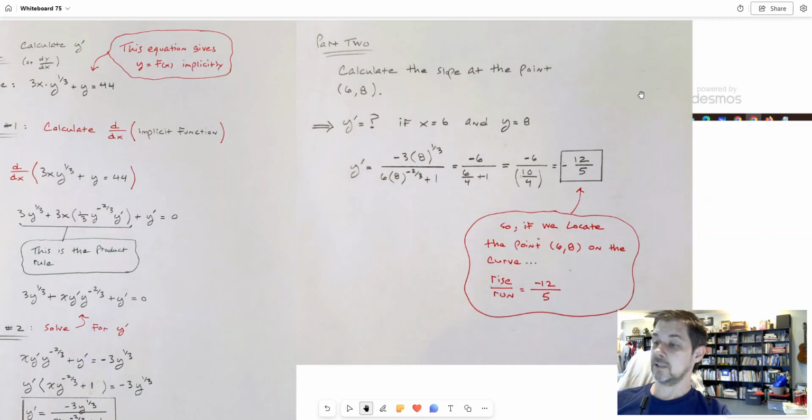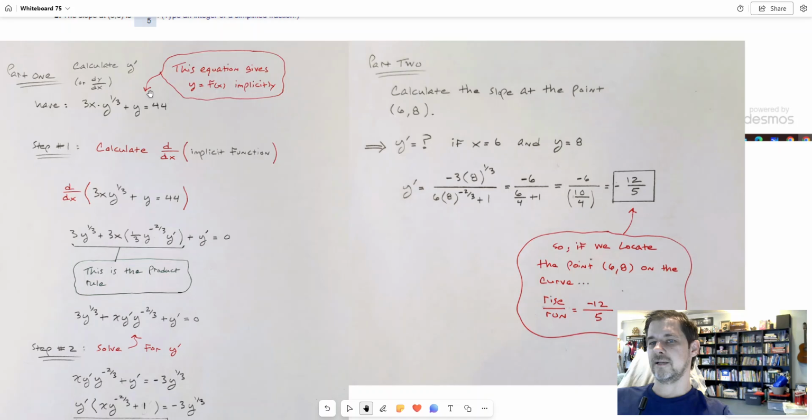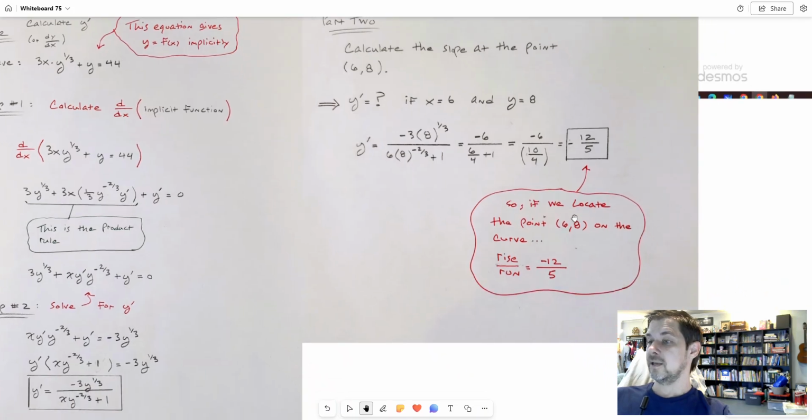So here's what I would like to do for you, and I'd like to encourage you to think about it like this also. Apparently, here's what this means. If I could look at this curve right here, 3x, y to the 1/3 power plus y equals 44, and if I could locate the point on it where x is 6 and y is 8, then I should see that the rise is negative 12 and the run is 5 near that point. That's what it should look like. It should look like a line with a rise over a run like so.